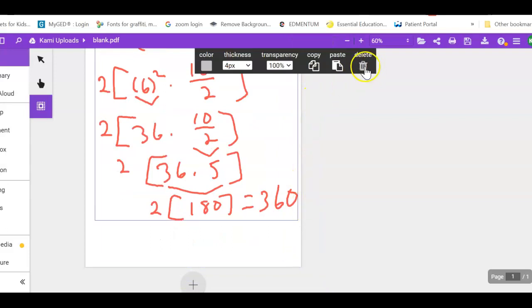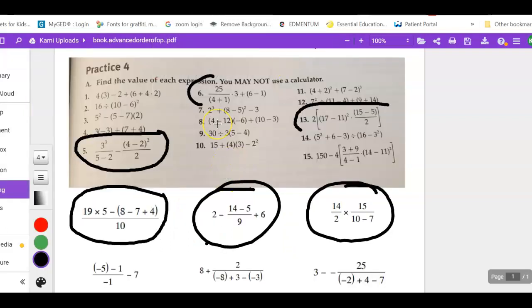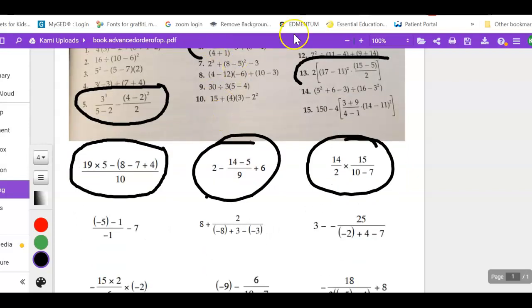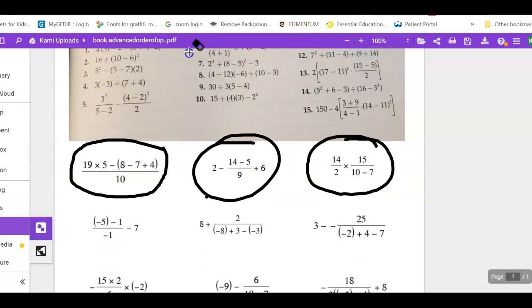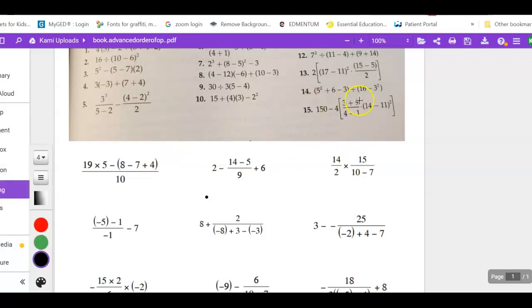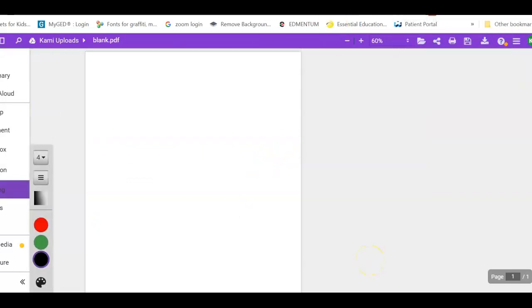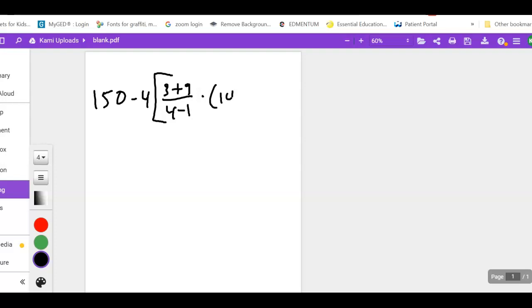All right. Okay, I'm going to do that last one that looks like it's complicated. If we do this one together, the rest of these up here should be cake, right? So let's just go ahead and tackle that one. We'll go ahead and rewrite it. Where was I? 150 minus 4, bracket, 3 plus 9, 4 minus 1, times 14 minus 11 squared.